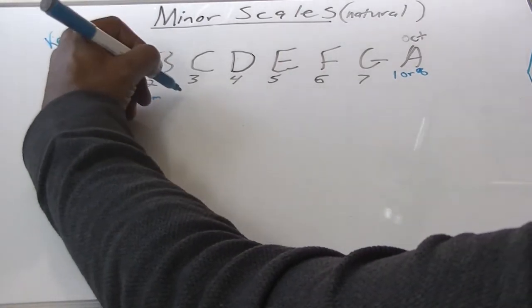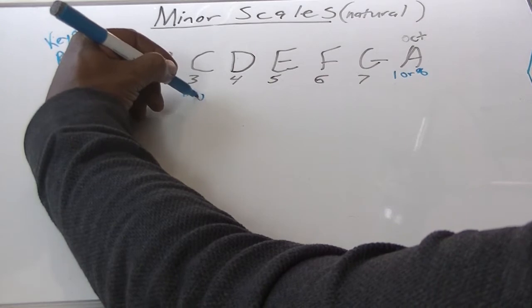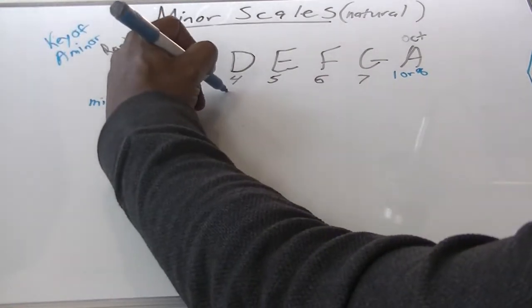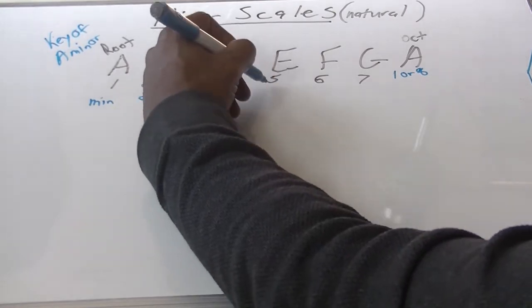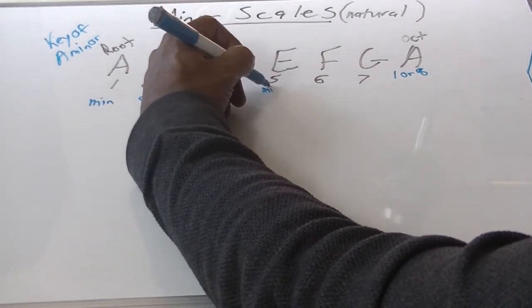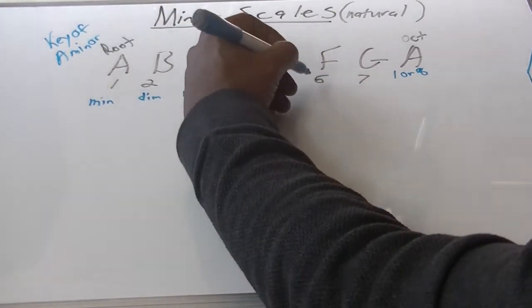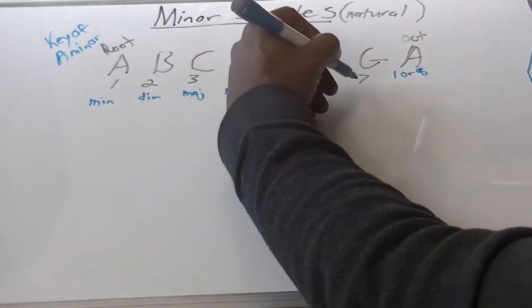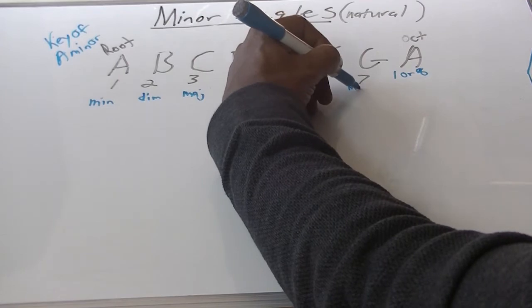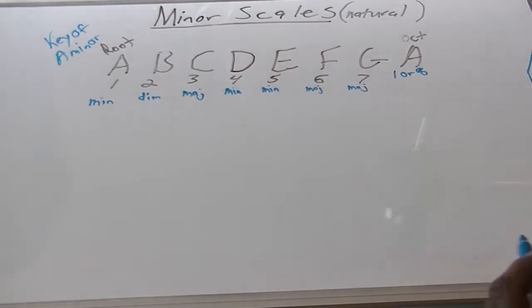The C chord is C major. The D chord is D minor. The E chord is E minor. The F chord is F major. And the G chord is G major. So these are our scale tone chords.